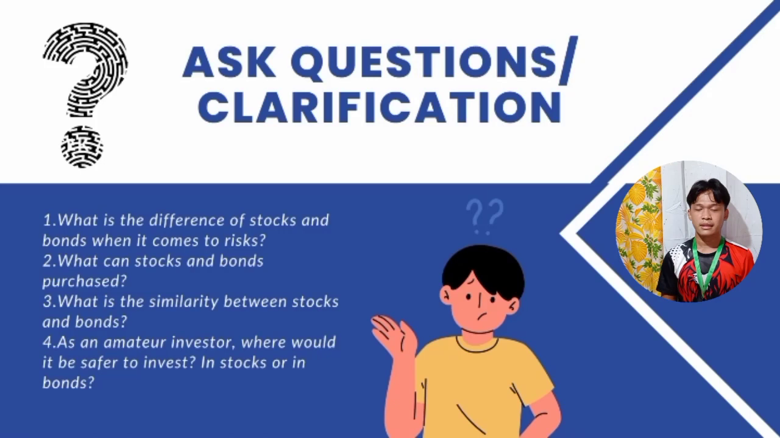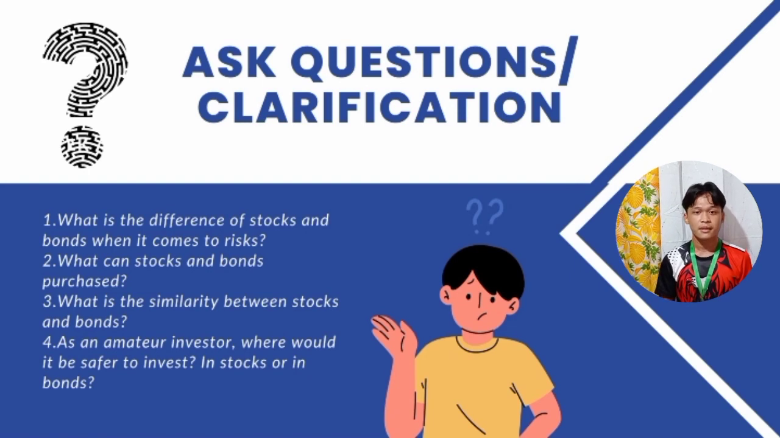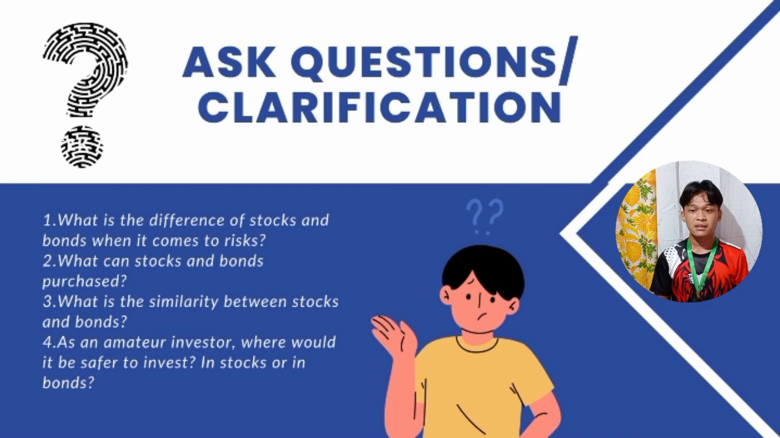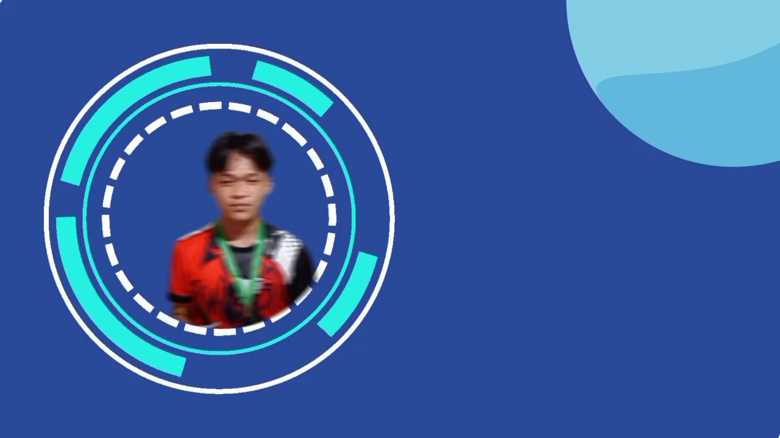Ask questions for clarification. Number 1. What is the difference of stock and bonds when it comes to risk? Number 2. What can stock and bonds purchase? Number 3. What is the similarity between stocks and bonds? Number 4. As an amateur investor, where would it be safer to invest? In stocks or in bonds?